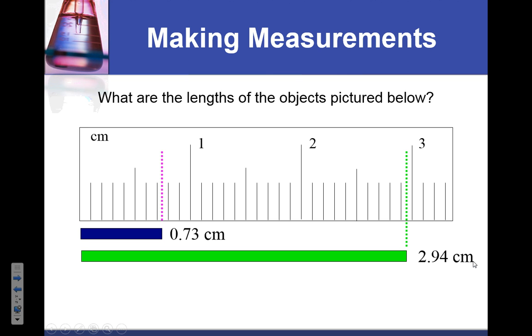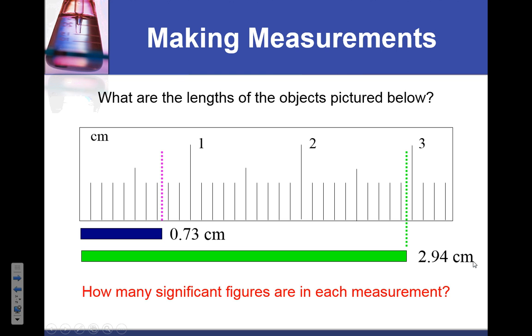Now, even though we're using the same device, look at how many significant figures are in each of these measurements. Our shorter measurement that was less than 1, we had 0.73. Now the 0 here really doesn't matter if we put it.